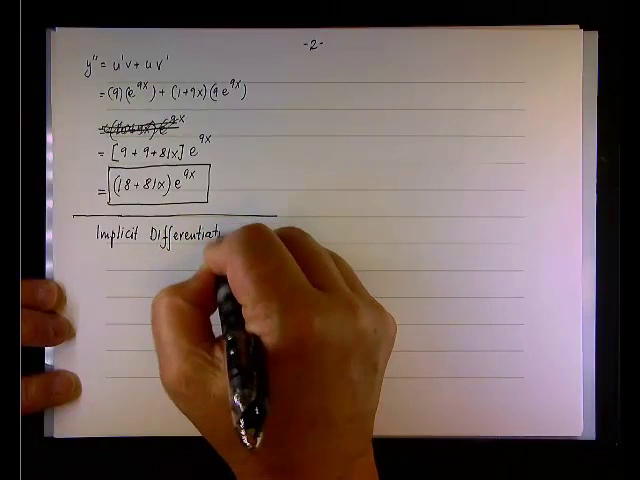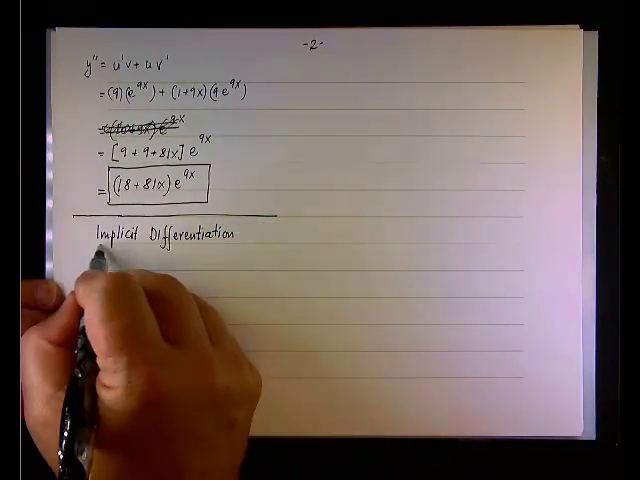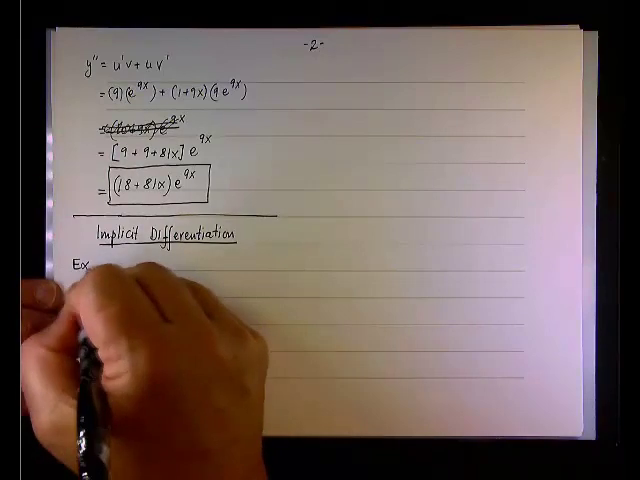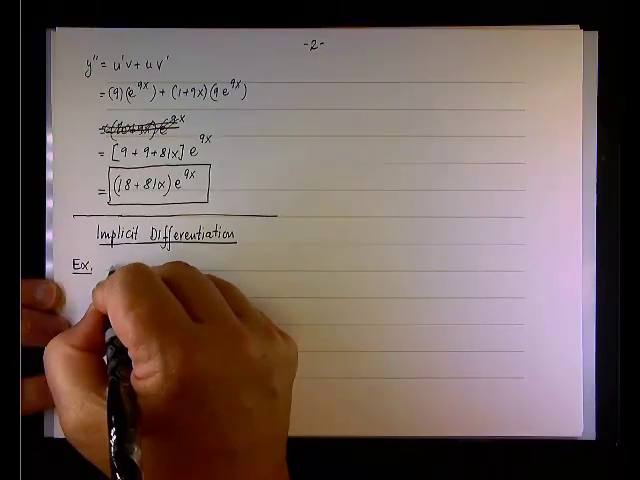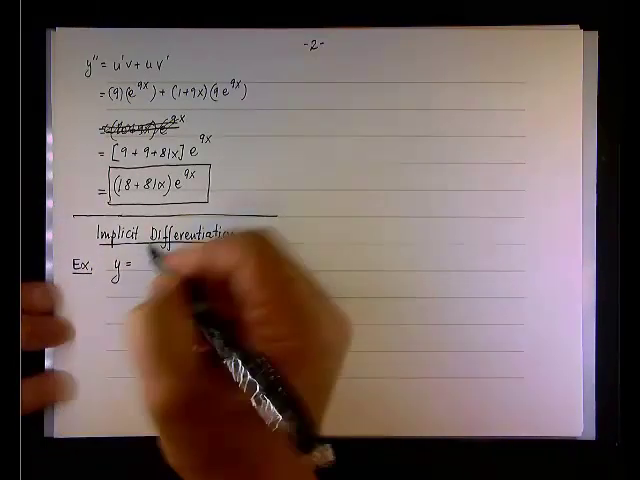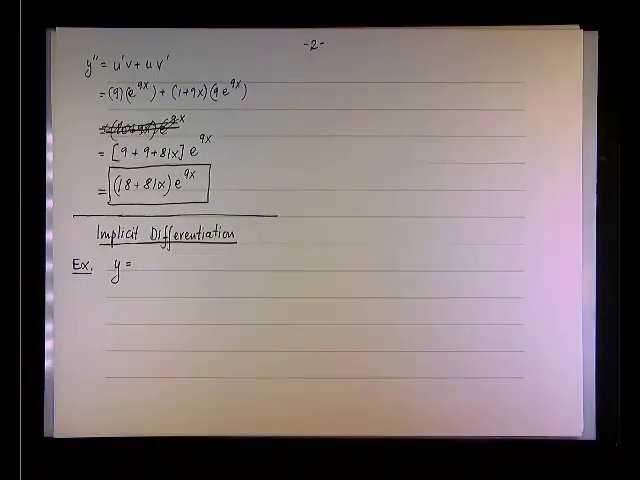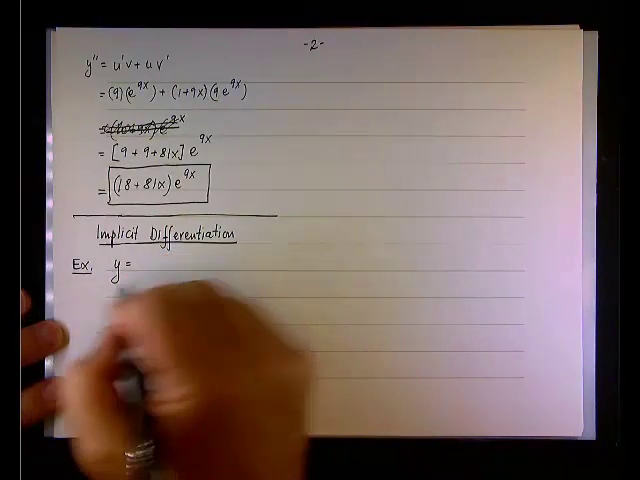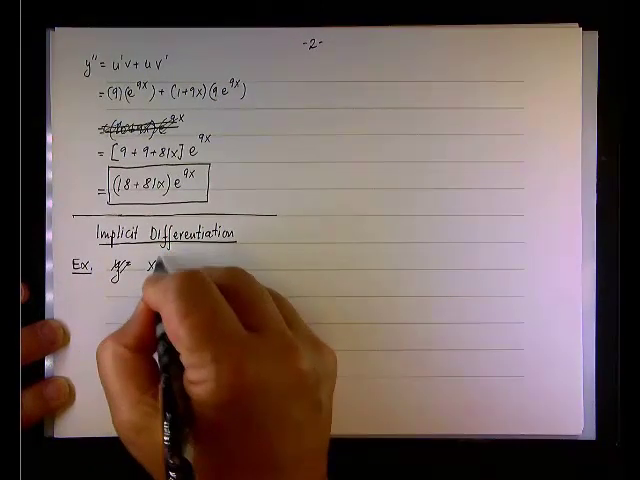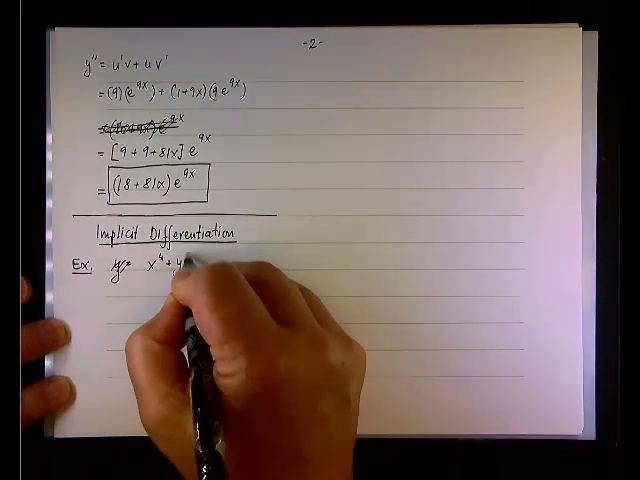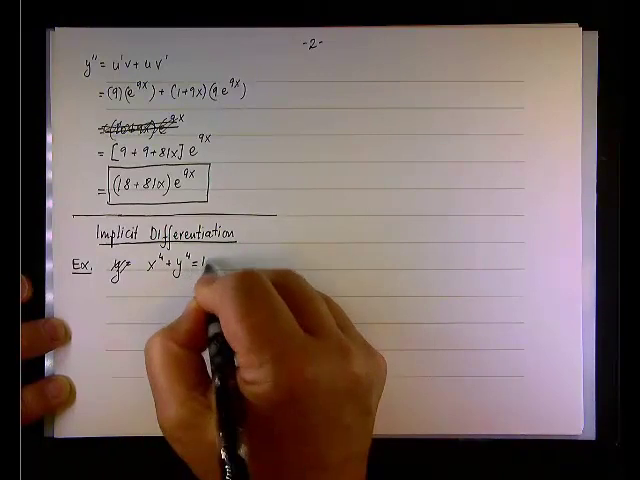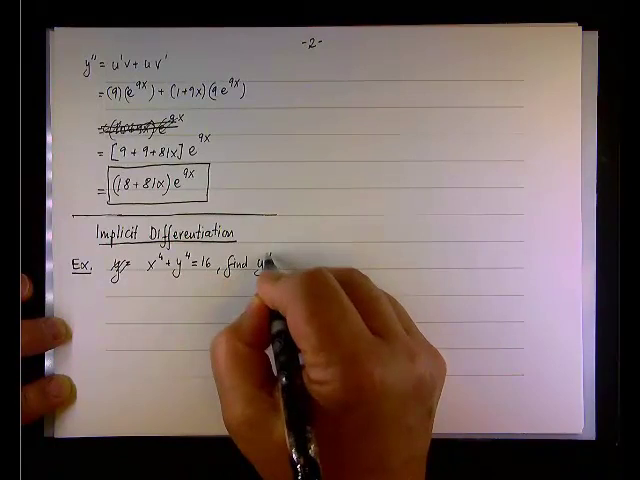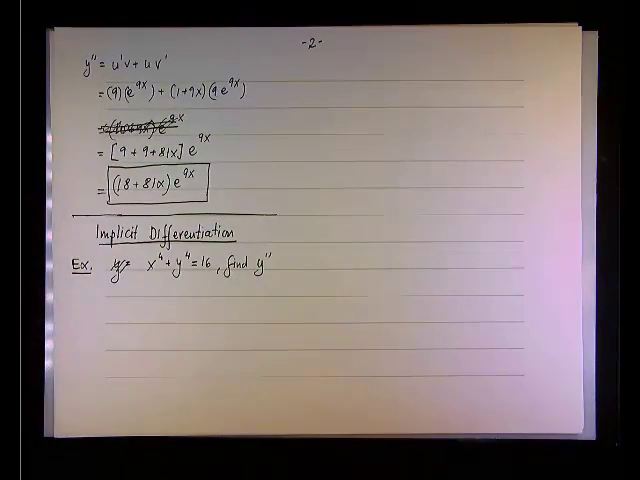The first example this morning on implicit differentiation will be the following. We have a function that looks like this: x to the fourth plus y to the fourth equals 16, and we are required to find the second derivative, y double prime.